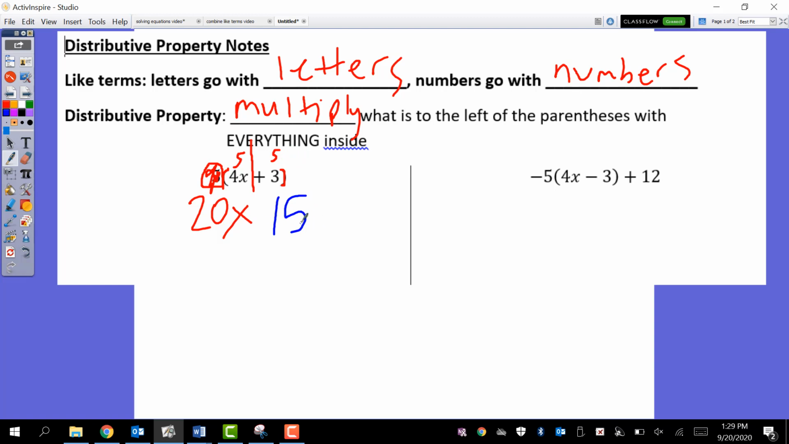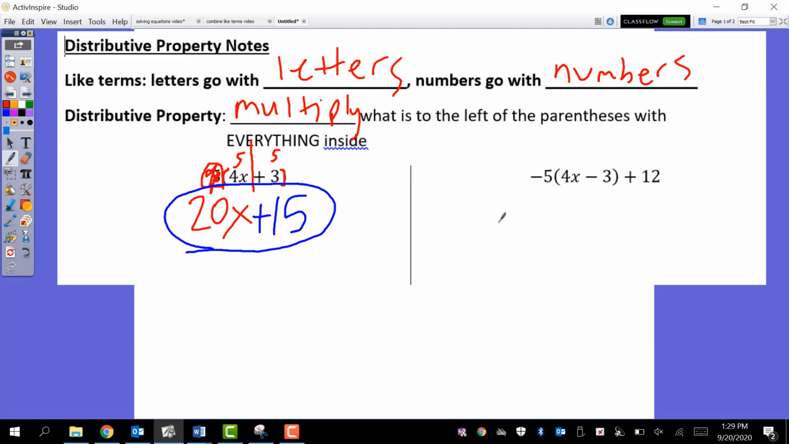I do have to put a plus or minus sign in between our 20x and 15, just like when we were combining like terms, so I know these are different numbers. 15 is positive, so I'm going to put a plus in between. Can I add these together? Can I combine like terms? No, because this has an x. 15 does not. So that means this is the final answer. That is what you get after you multiply everything on the inside by 5.